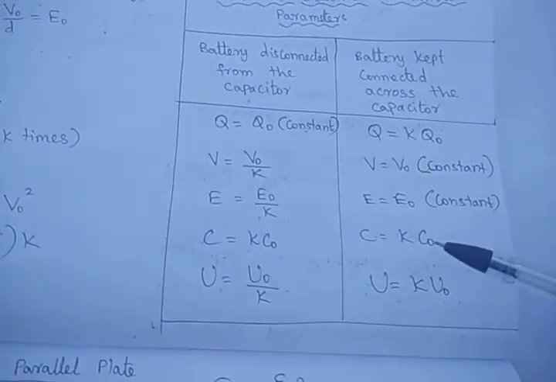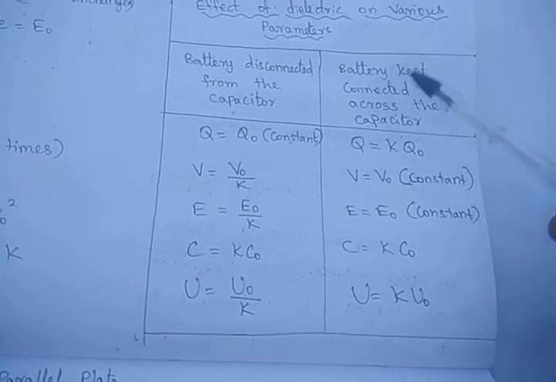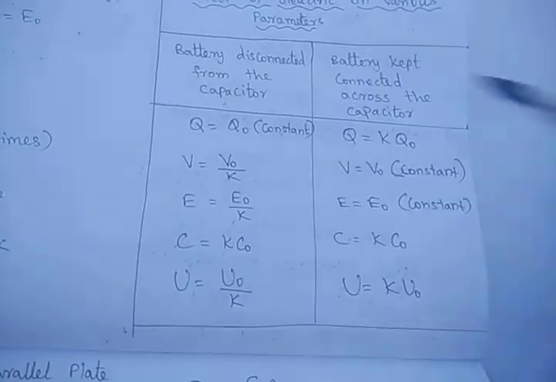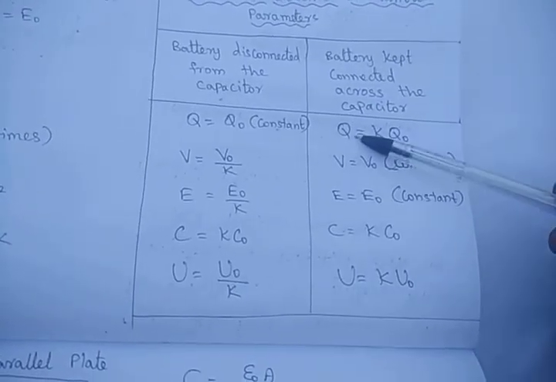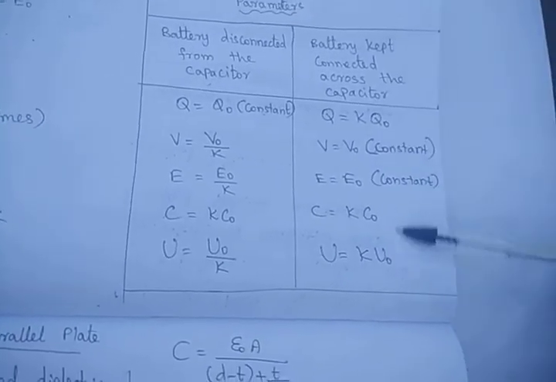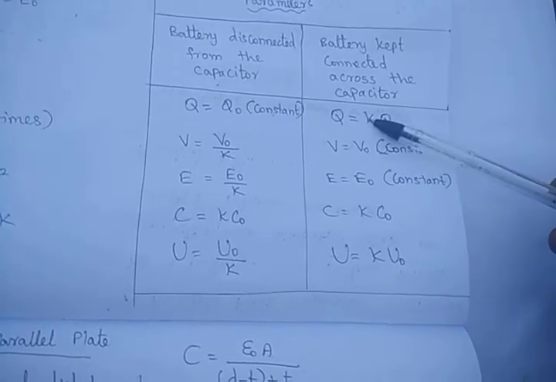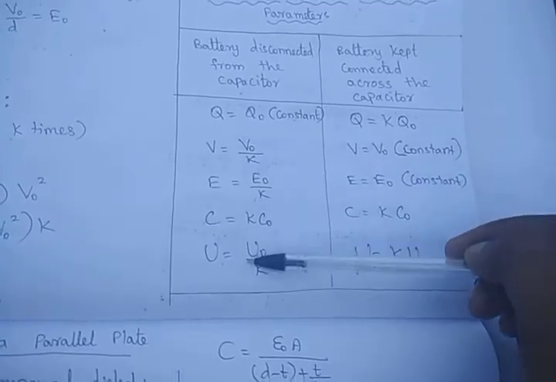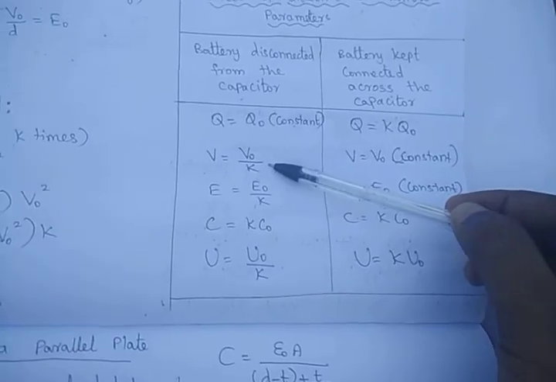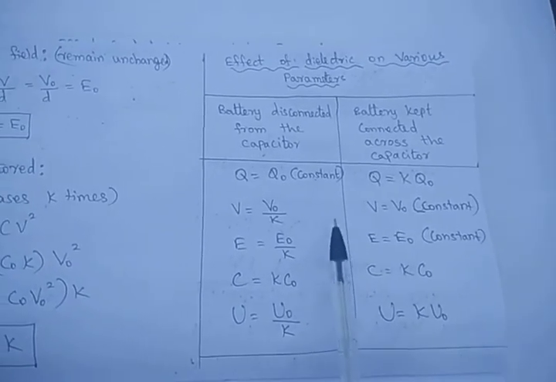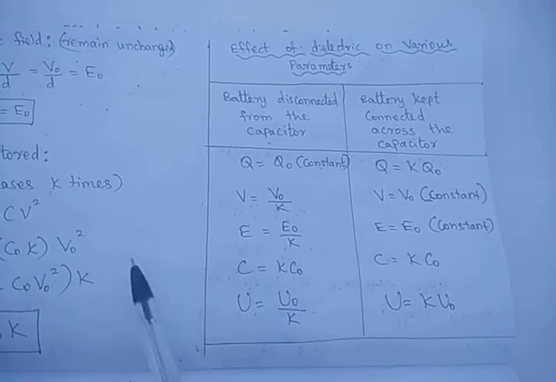So it is a very, very important comparison. When the battery is kept on, connected with the capacitor, at the time when the dielectric slab is inserted, the charge, capacitance and the internal energy stored all increase by the dielectric constant times. But in the other case only the capacitance increases, and all the remaining parameters decrease by the dielectric constant times, but it is an exception for charge. So this comparison is very, very important from the problem solving point of view and also for NEET and JEE questions.